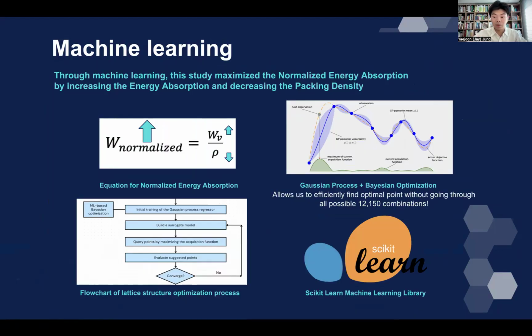Second was a machine learning-based approach. I had a design goal of optimizing normalized energy absorption, which was characterized by energy absorption over packing density. I also used Gaussian process and Bayesian optimization for my approaches.